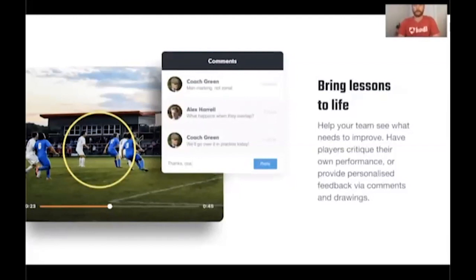So if you want to put the onus back on them to create some clips and add comments and add drawings and then share that with you, then you can review it and then you can start a bit of a dialogue there and really drive some self-directed learning.